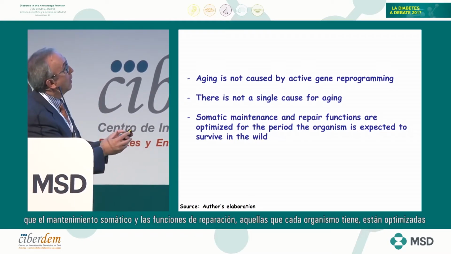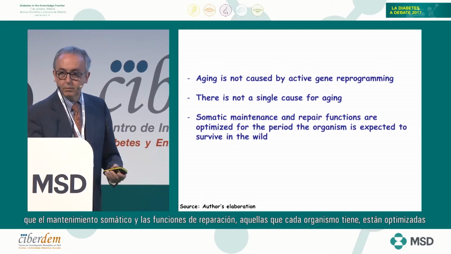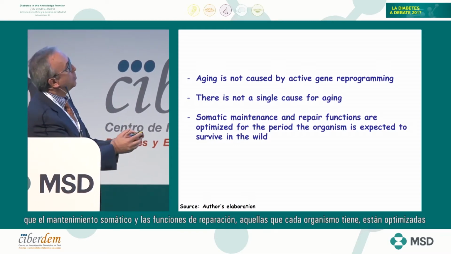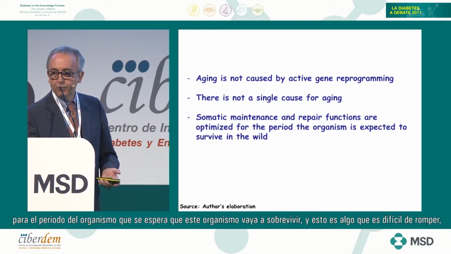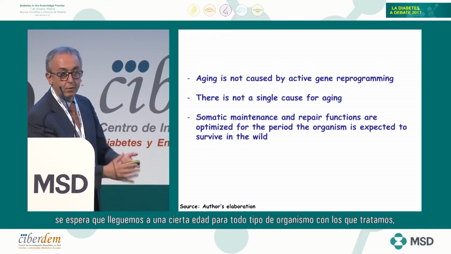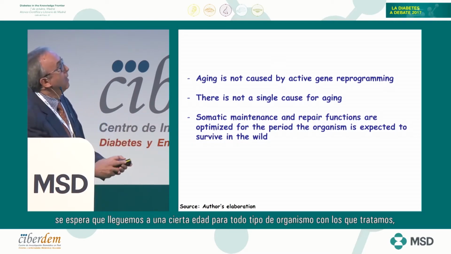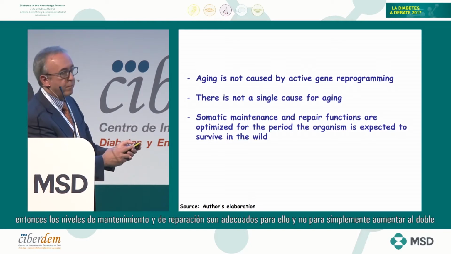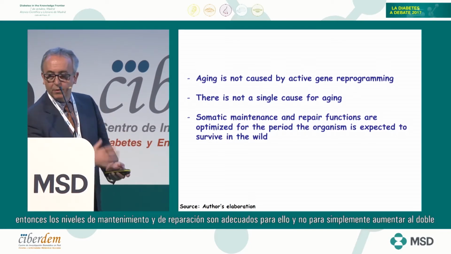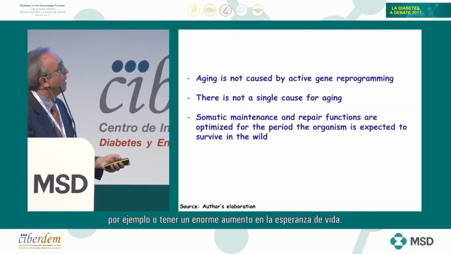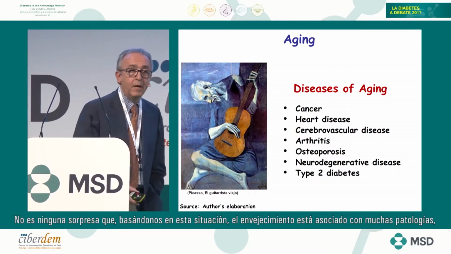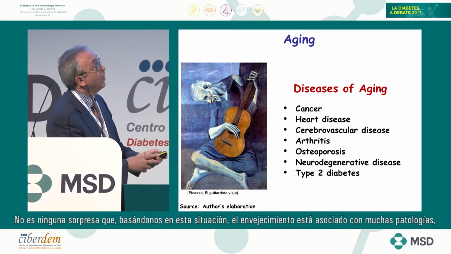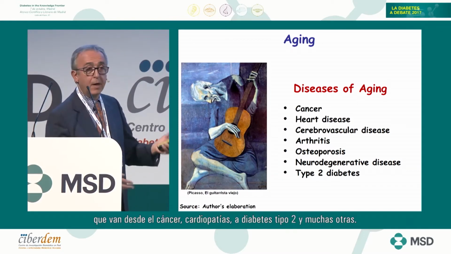And the third is that somatic maintenance and repair functions, the ones that each organism has, are optimized for the period the organism is expected to survive. And that is something that is difficult to break. We are expecting to be a certain age for every type of organism we deal with. So the levels of maintenance and repair are appropriate for that, and not for just increasing twice as much or getting a huge increase in lifespan. So no wonder that, based on this situation, aging is associated with many different diseases, and that goes from cancer, heart disease, to type 2 diabetes, many others.